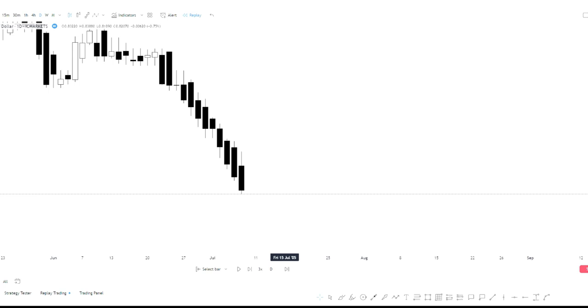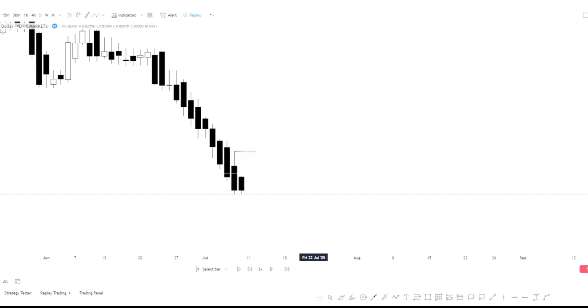So to have a valid pullback, we need to confirm that the high of our most recent bearish candle is closed with a candle body. So let's mark this candle here and wait for its high to be broken with a candle body.